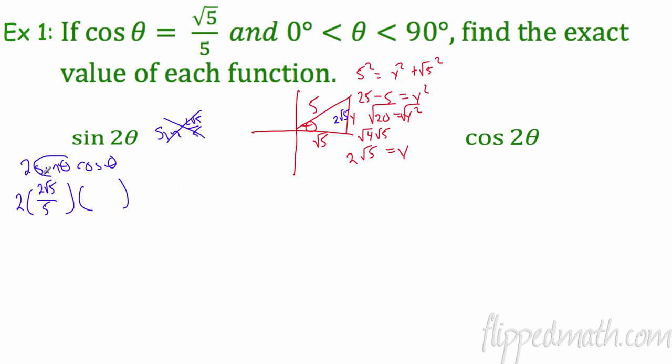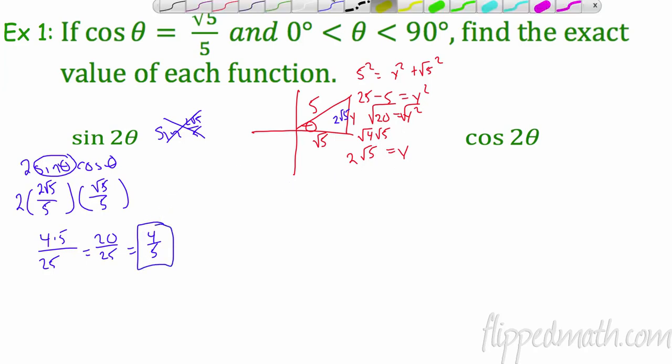You have found sine theta. It is 2 radical 5 over 5. Likewise, cosine of theta is radical 5 over 5. Alright? So you've got to be careful there. So let's see. 2 times 2 is 4. So we've got 4, and then radical 5 times radical 5, the square root of 25 is 5. 5 times 5 is 25. So we have 20 over 25, which reduces to 4 over 5. Alright? That's that first one.